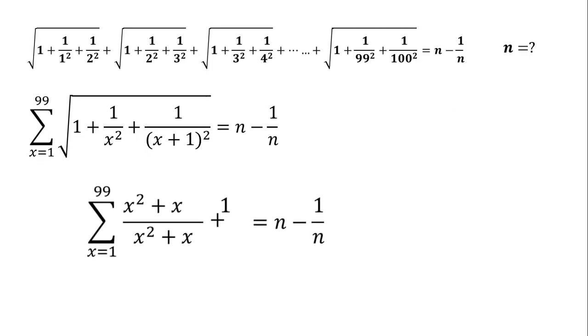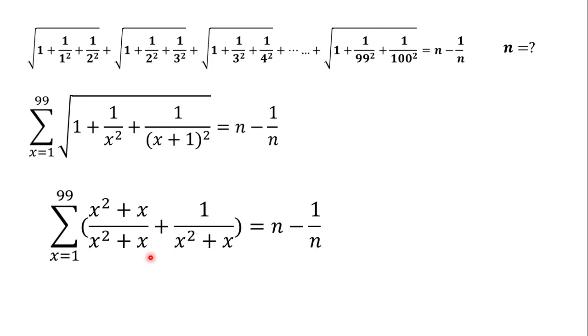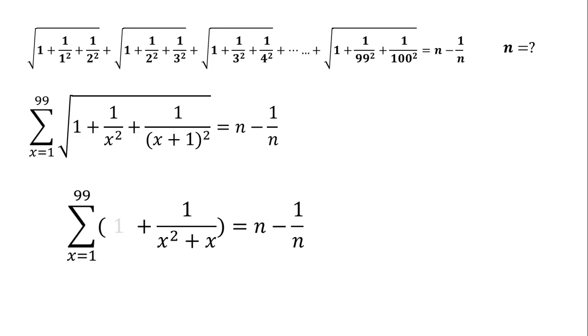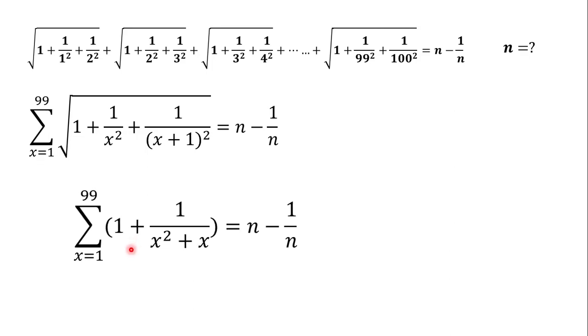Now I can break down this fraction. That becomes x squared plus x over x squared plus x, plus 1 over x squared plus x. The first fraction becomes 1, and I get 1 plus 1 over x squared plus x.